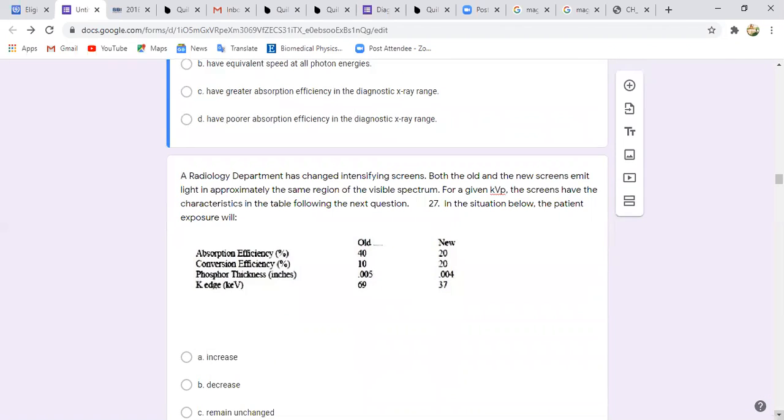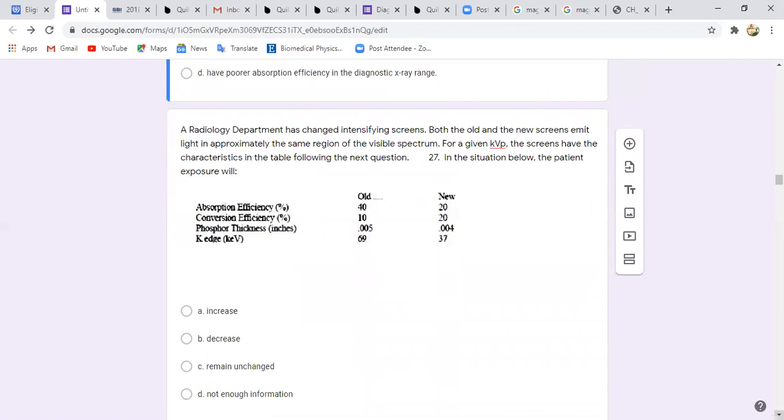However, this is another practical example. A radiology department has changed the screen specification. Both the old and new screens emit the same visible spectrum. For a given kVp, the screens have the characteristics in the following table. The next question: we have the table here. In the situation below, what will happen to the patient exposure from the change from this to this? What will happen to the exposure?